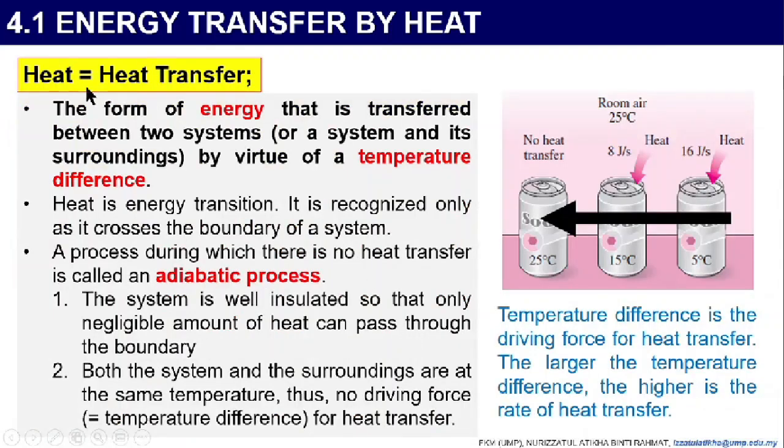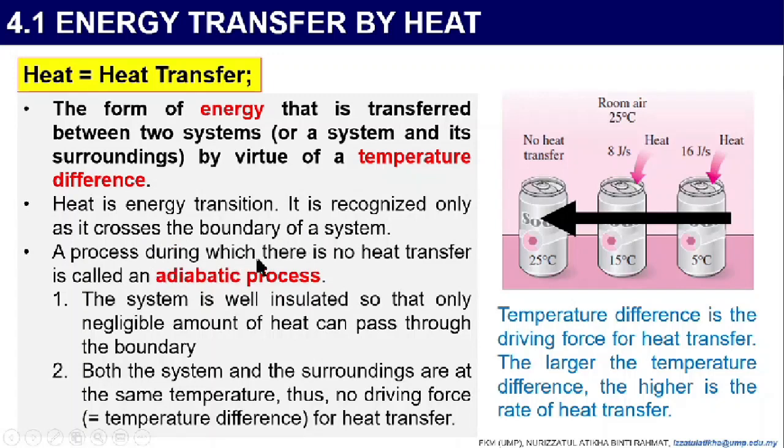So heat or heat transfer. What is heat transfer? Heat transfer is the form of energy that is transferred between two systems or a system and its surrounding by virtue of temperature difference. Okay, the heat transfer only can happen when there is a temperature difference between system or between system and surrounding. Heat is energy in transition. It is recognized only as it crosses the boundary of a system.